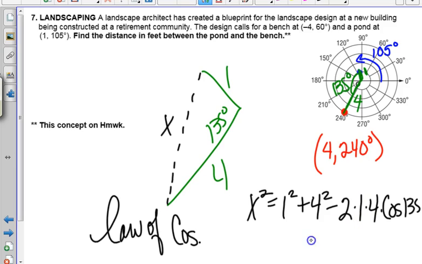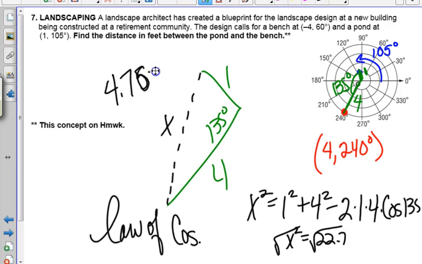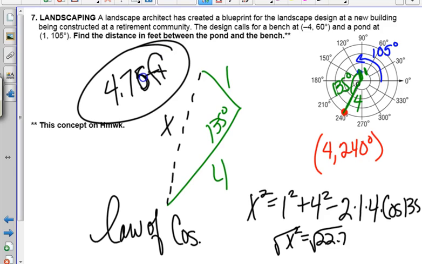Okay, I got 22.7, but what didn't I do yet? I got 4.8, or 4.75. What was this? 7.6. Yeah, that's better. Distance in feet. Okay, that's supposed to say feet.